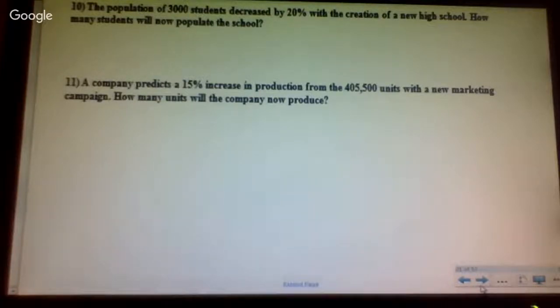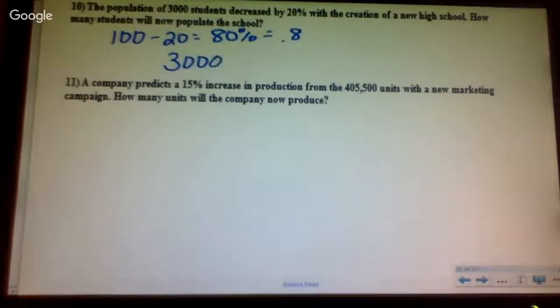Okay, so we have 3,000 students and it's decreasing by 20%. We want to know how many students are now in the school. So if I'm decreasing, what am I doing from 100? Subtracting. That gives me 80%, which as a decimal is 0.8. So 3,000 times 0.8. How many students are still left in my school? 2,400 students.